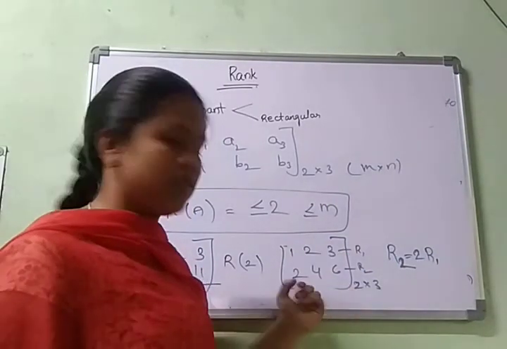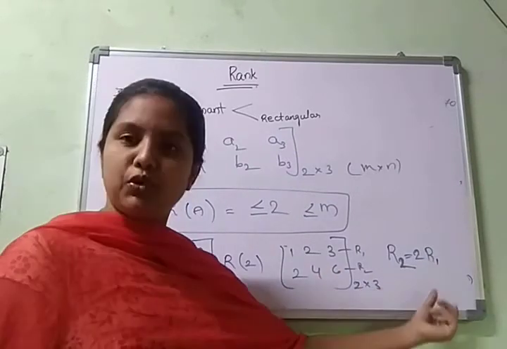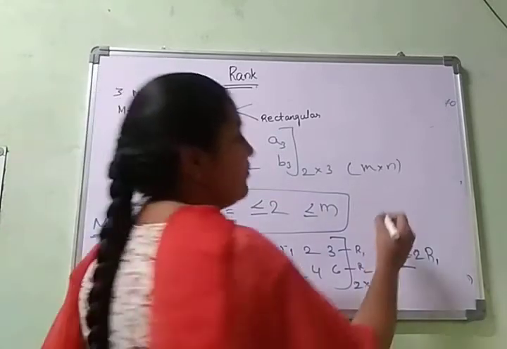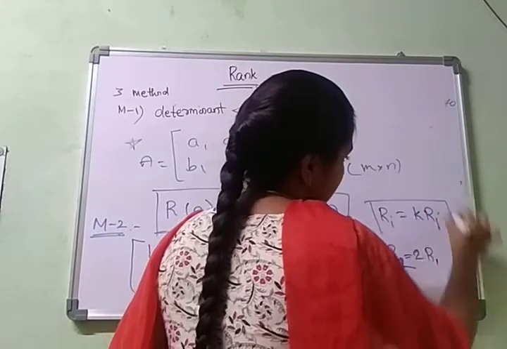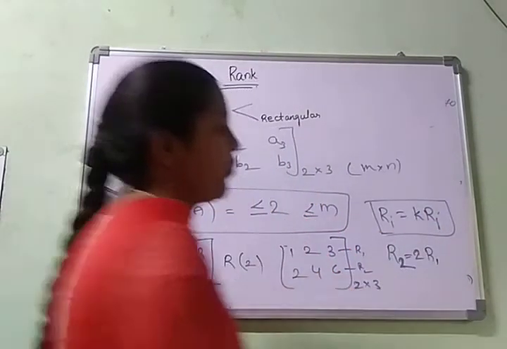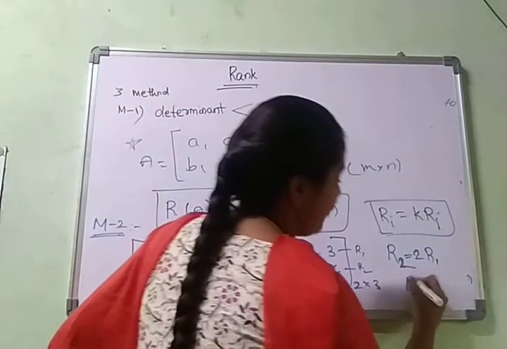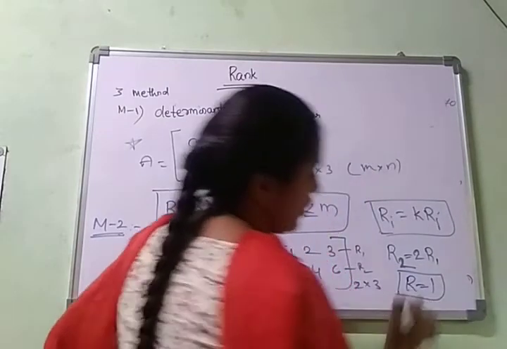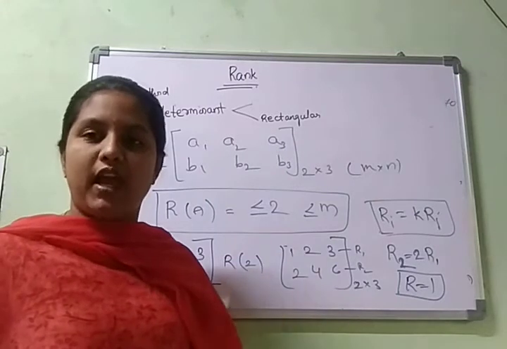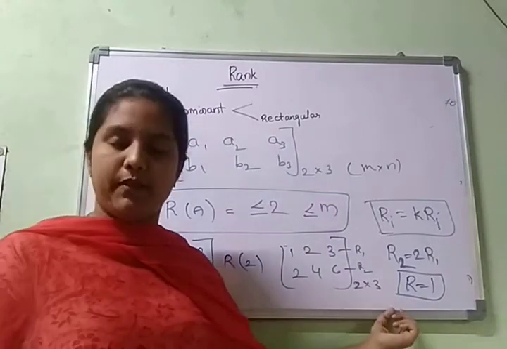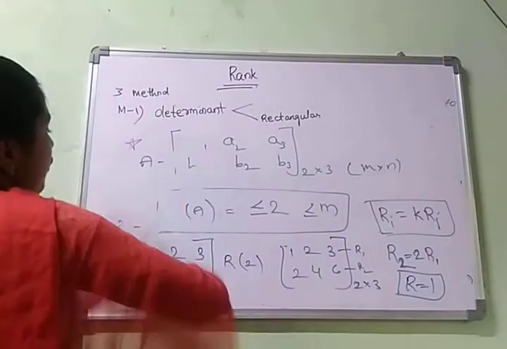Just in this case, we get R2 is equal to 2R1. In general, if Ri is equal to K Rj, where i and j are the row numbers, then the rank will be equal to 1. In which case, if Ri is equal to K Rj, the rank will be equal to 1. So now let's discuss row echelon form.